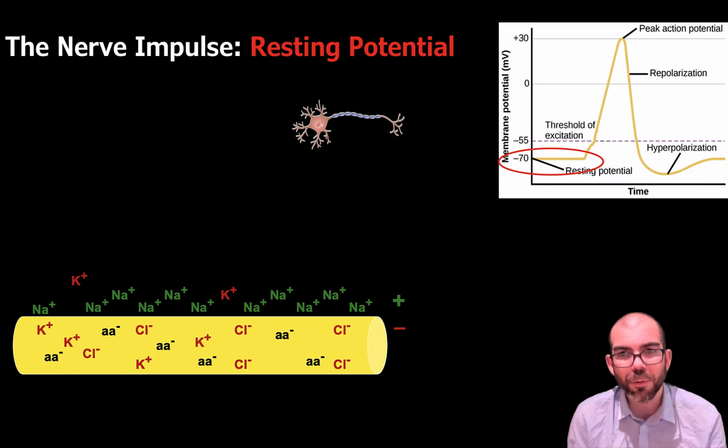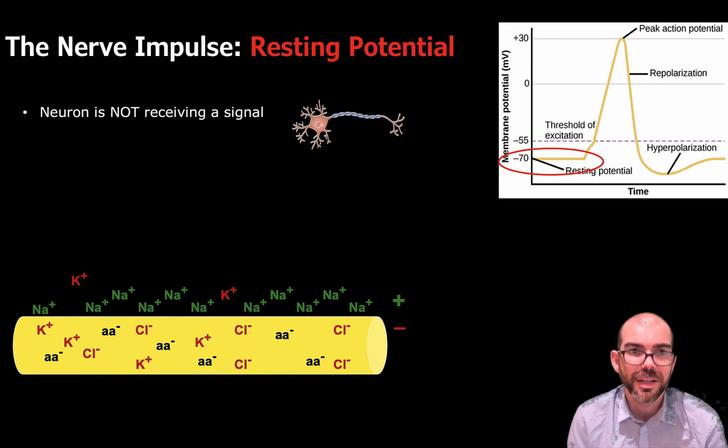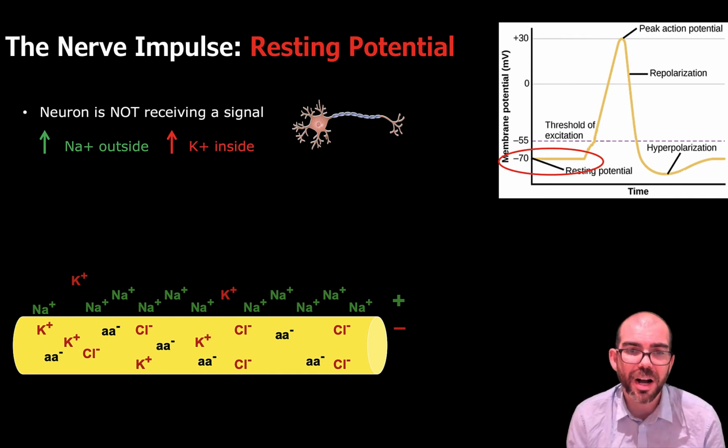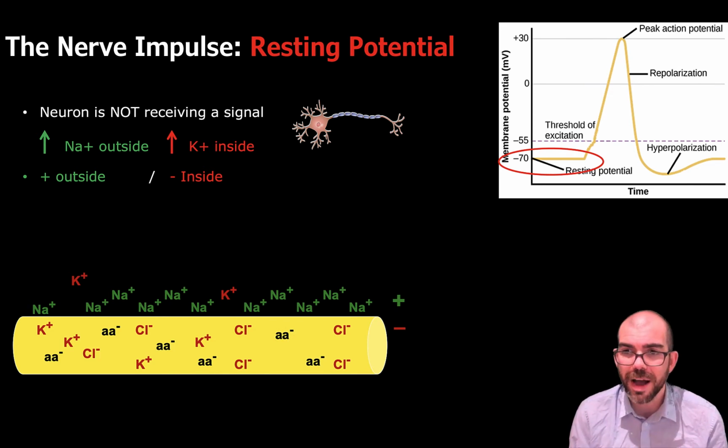So again, at rest, this is when a neuron is not being stimulated. You'll notice in the graph that it's at negative 70 millivolts. At this point, there's a higher concentration of sodium outside, higher concentration of potassium inside. That makes the outside positive, the inside negative. Why does the graph say negative 70 millivolts? This graph is measuring the inside of the axon. So at this point, it is more negative on the inside than the outside.